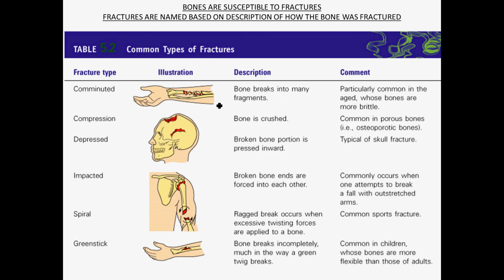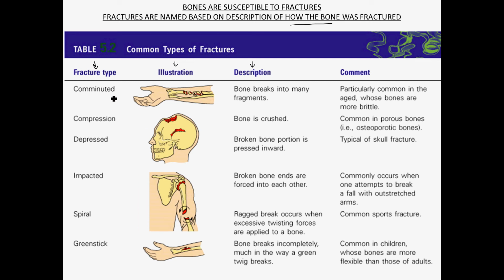So bones are susceptible to fractures, as some of you are all too familiar with. You've broken a bone maybe before, or fractured it or cracked it in some way. And the fractures are named based on the description of how the bone was fractured. So this table here shows you the name of the fracture type, a little picture of what's going on, a description of what's happening, and then any sort of comments here.